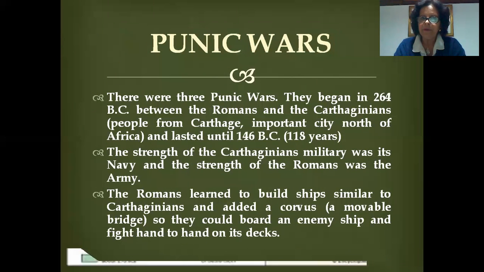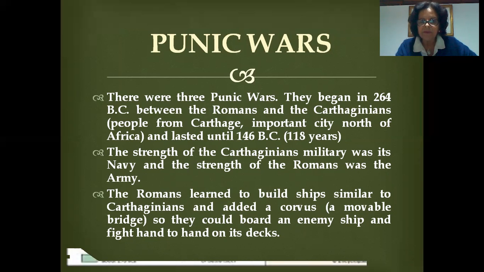What were the Punic Wars? There were three wars between the Romans and the Carthaginians. Carthage is a city in the north of Africa, on the edge of the Mediterranean Sea, and it was a very important city in those days for all kinds of trading. The strength of the Carthaginian military was its navy, and the strength of the Romans was the army.